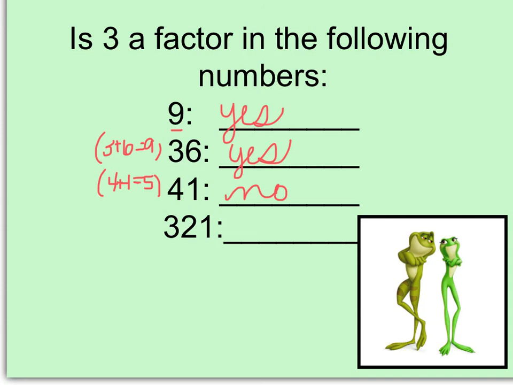Try 321. Add the digits. Is it divisible by 3? 3 plus 2 plus 1 is 6. 6 is divisible by 3. So 321 is also divisible by 3. Therefore, 3 is a factor in that number.